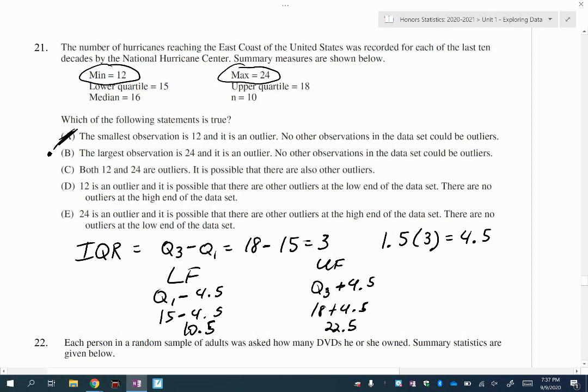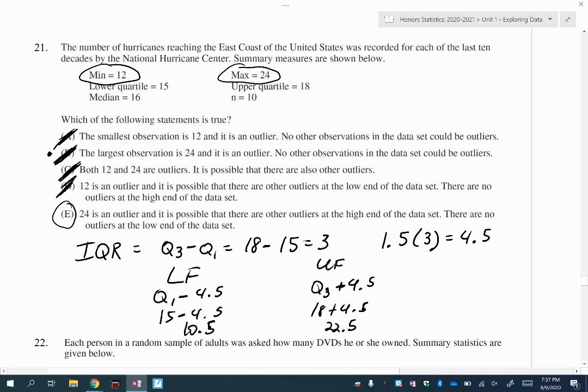That's true, but it says no other observations in the data set could be outliers. And I just told you that we can't claim right now that that's the only outlier because there could be other values that I don't know about. Like I said, the 23, that could be there, and it's also an outlier. We don't say C is right because both 12 and 24 are not outliers. 12 is not an outlier, so the only one is 24.